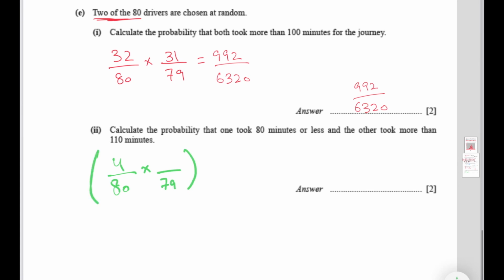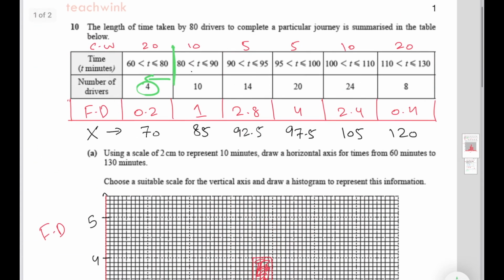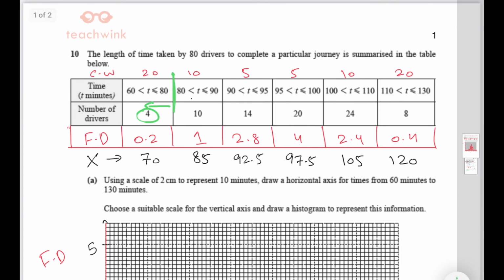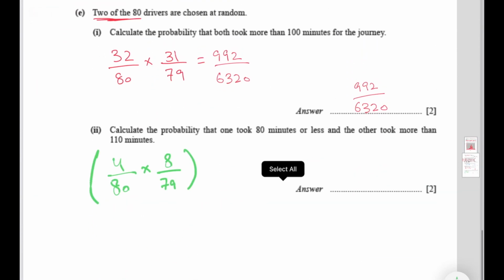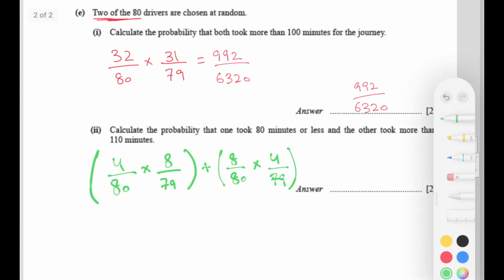And how many above 110 minutes? There are about 8 drivers, so you write 8 over here. But what if the second driver was chosen first and the first driver was chosen later? So this flips the probability and makes it 8 over 80 times 4 over 79. You can also use either one of these brackets and find the probability by multiplying the product by 2.